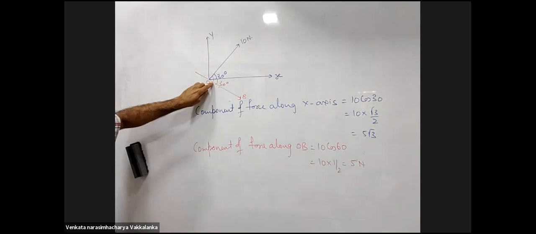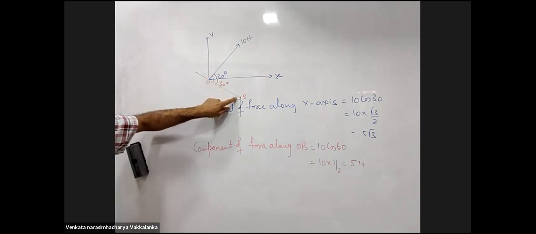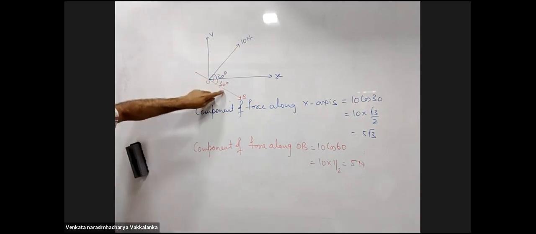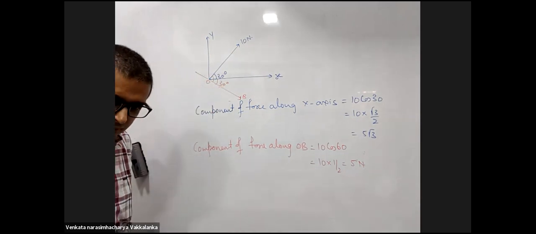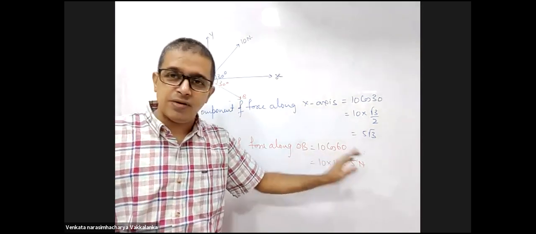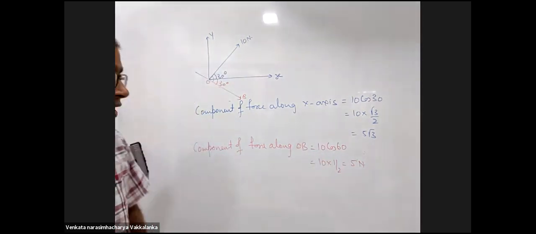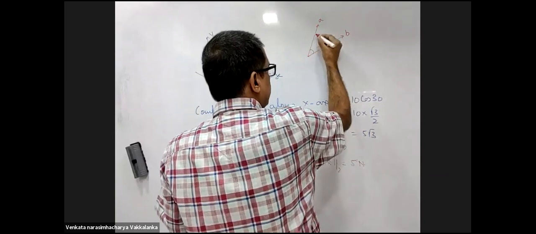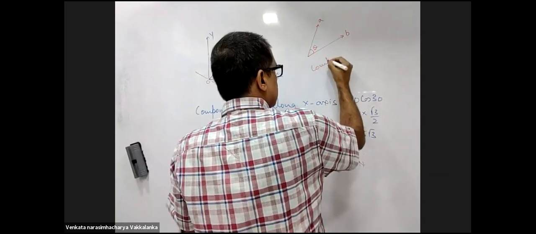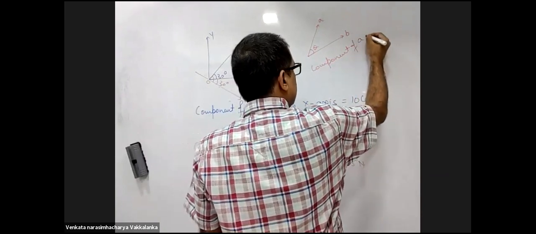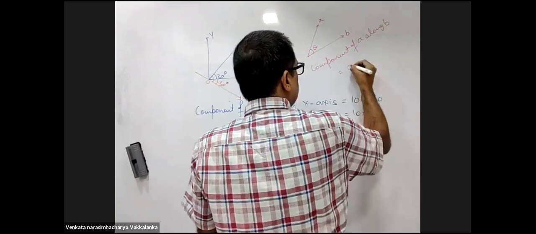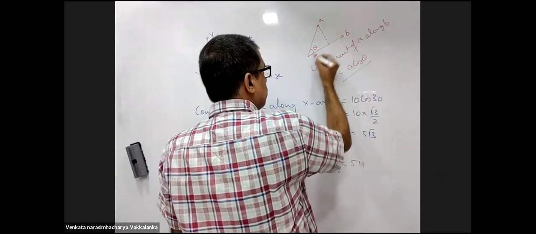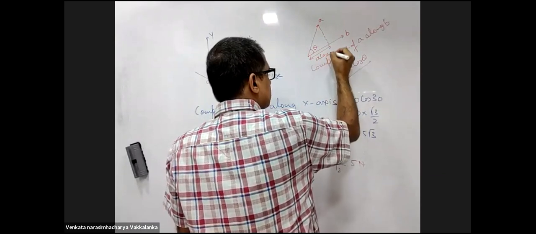Component of the vector adjacent to the angle will be vector into cos of that angle. What is the angle between the vector and OB? 60 degree. Yes, sir. So cos 60 is half, so it will be 5. So whenever I give you a vector B like this, vector A like this, component of A along B will be A cos theta. And how do I get that? Drop a perpendicular. This will be A cos theta.